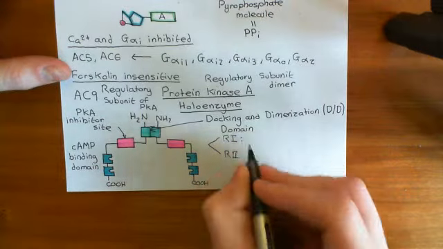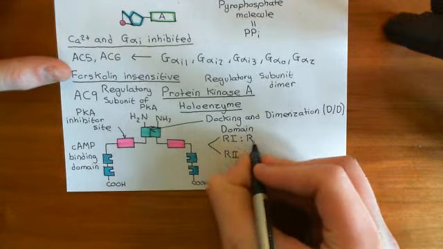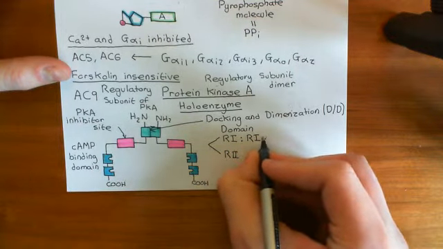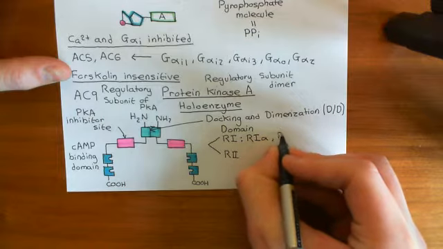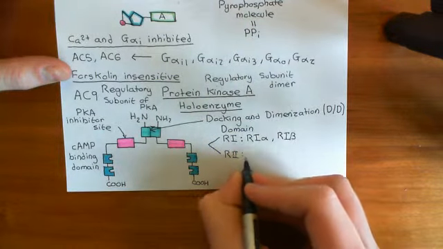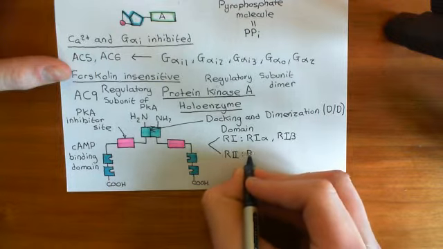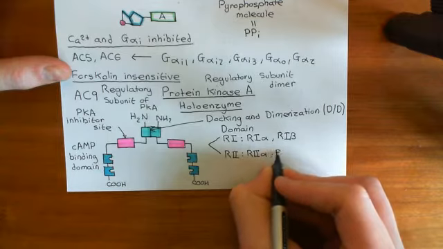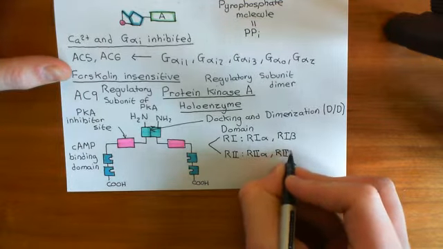So what are the members of these 2 families? Well, in the type 1 regulatory subunit family, you have the type 1 regulatory subunit alpha, and then you also have the type 1 regulatory subunit beta. And in the type 2 regulatory subunit family, you have the type 2 regulatory subunit alpha, and then also the type 2 regulatory subunit beta.